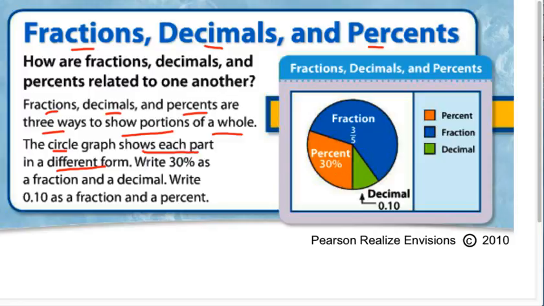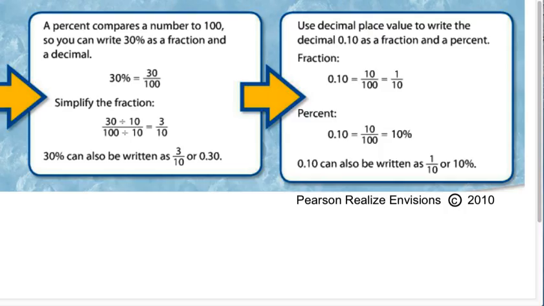Okay, and then what they do is they ask us to write 30% as a fraction and as a decimal. So we're going to take 30% and we're going to write it as a fraction and a decimal. But then they want us to take the green section and write 10 hundredths as a fraction and as a percent. So they give us the process, and we want to take 30% and write it as a fraction and a decimal. So what we have is, a percent compares a number to 100. So you can write 30% as a fraction and as a decimal.